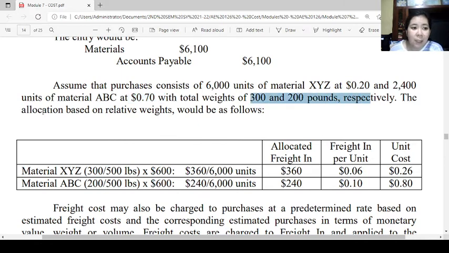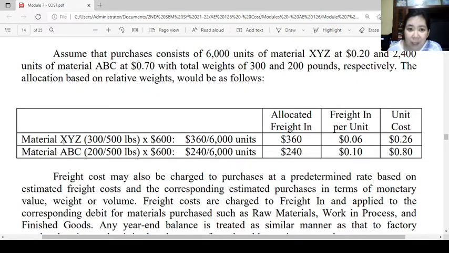So again, we will allocate the freight cost based on their relative weights. Again, please take note our freight cost here is still 600. Okay. So to compute the unit cost for these two items using their relative weights, we have the following computation.